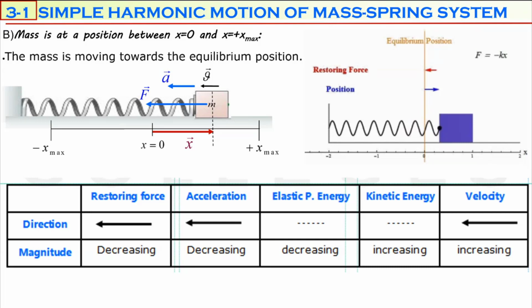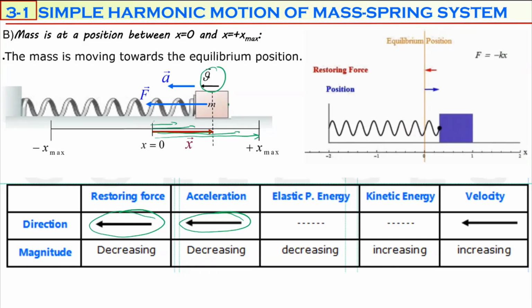First, restoring force. Again, displacement is in the positive x direction because the spring is stretched, and restoring force is always in the opposite direction of the displacement. That's why it's to the left. Acceleration is always in the same direction as the restoring force, again to the left. However, this displacement, x, is decreasing as the object is moving to the left. The object was initially right here, then right here and right here.